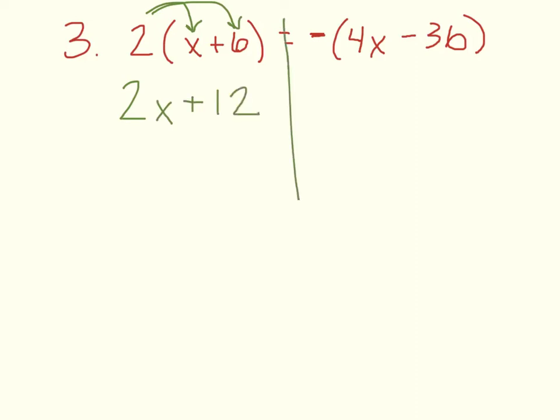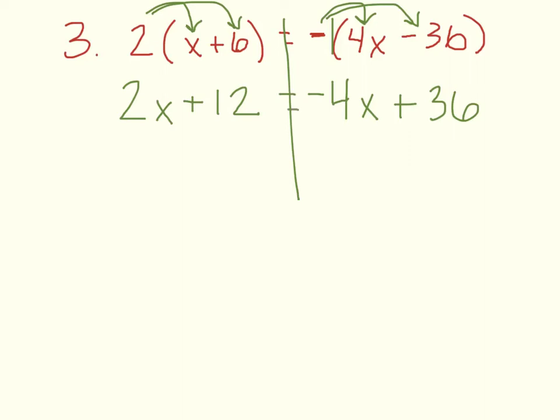Okay, if I distribute this negative, it's like distributing a -1. So -1 times +4x is -4x. And -1 times -36 is +36. Okay. Now I got to figure out, okay, where are my variables bigger?